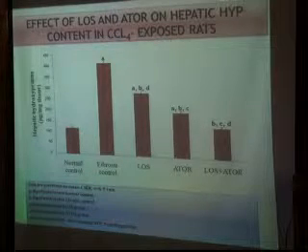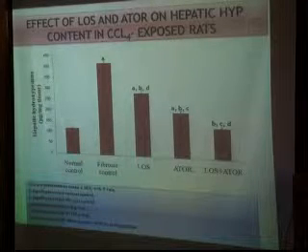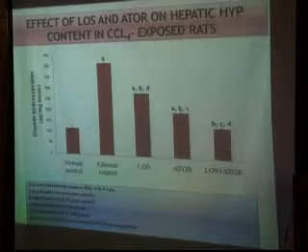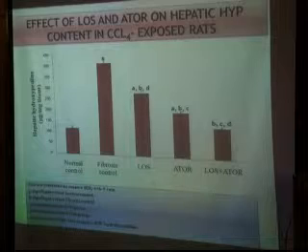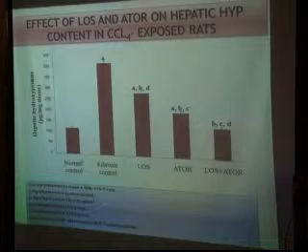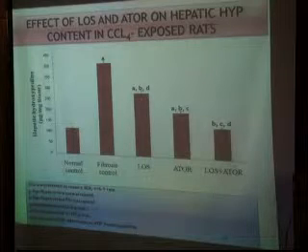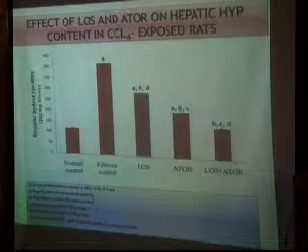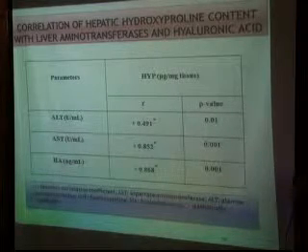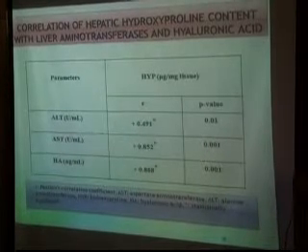Hepatic hydroxyproline content is a specific biochemical marker for quantifying fibrosis and evaluating the effectiveness of new antifibrotic therapies. As shown in this figure, fibrosis control significantly increased hepatic hydroxyproline content compared to normal control, and the 3 drug-treated groups decreased it, but only the co-treated group reduced the hepatic hydroxyproline content nearly to the range of the normal control group. There is a significant positive correlation between the measured parameters, hydroxyproline content and ALT and AST.